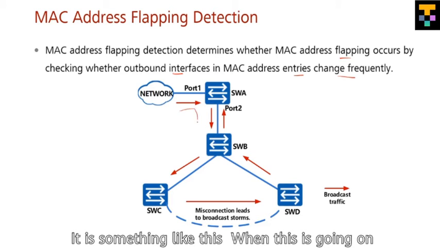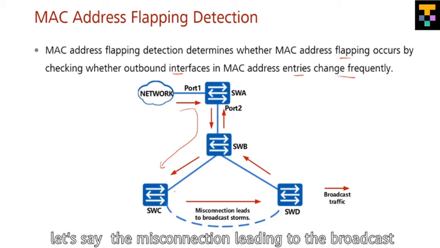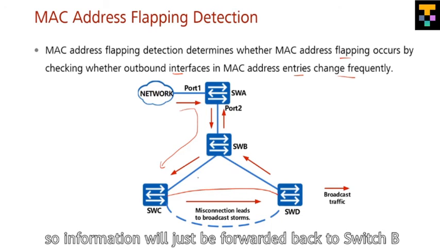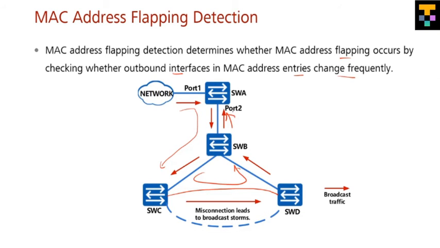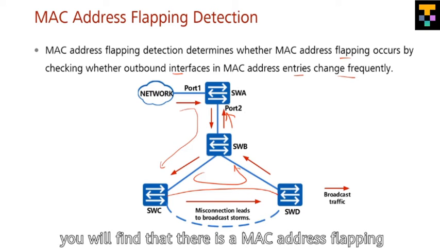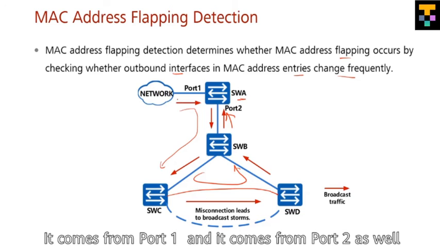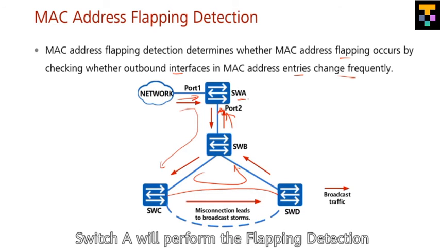When it's going on, let's say you have a misconnection leading to a broadcast storm connecting to router D. The information will be forwarded back to switch B, and switch B will send it back to port number 2. So from here, you will find that there is a port flapping on switch A. They come from port 1, and they come from port 2 as well. So in this case, switch A is going to perform the flapping detection.